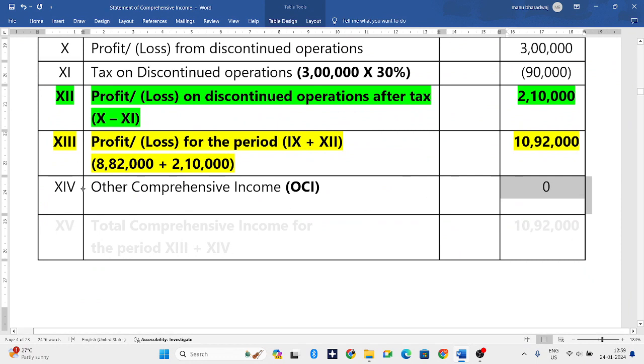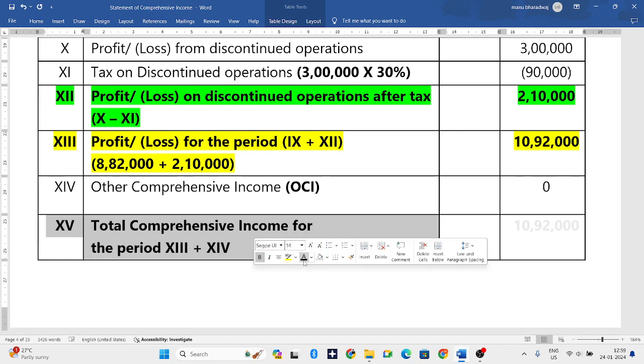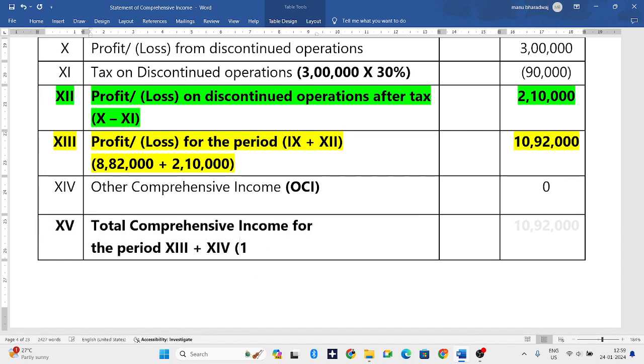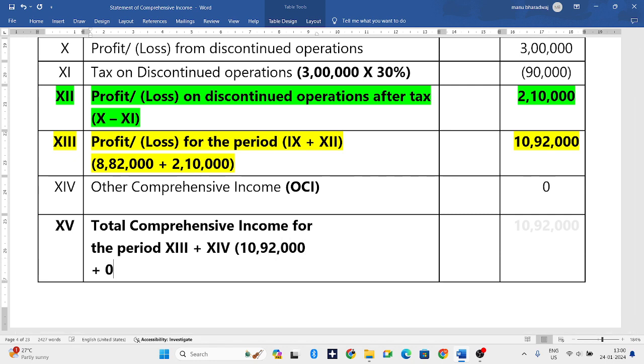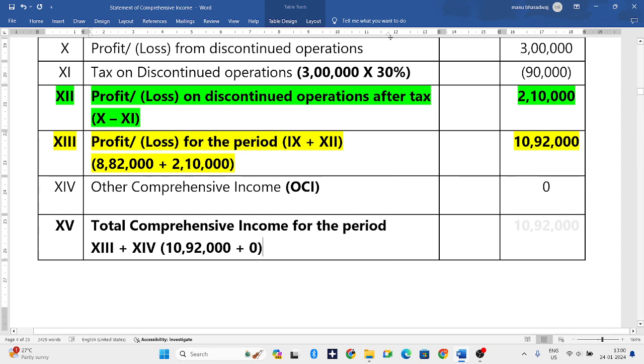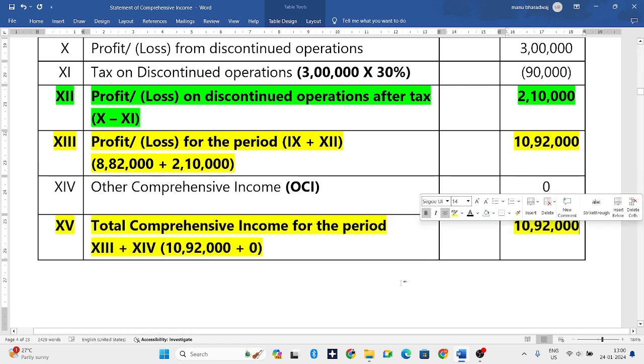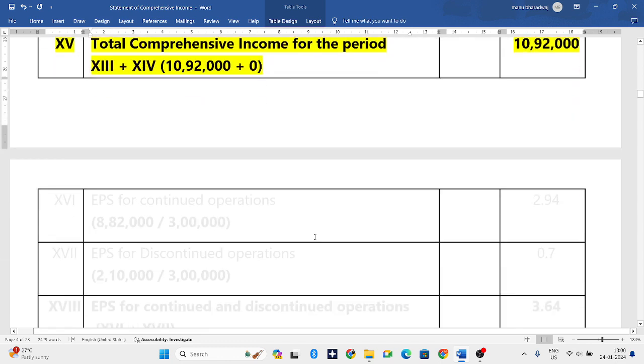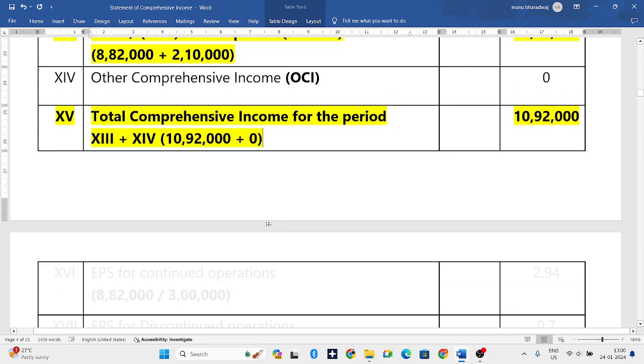Now add other comprehensive income to the total profit. We will get total comprehensive income. So it will be 10,92,000 plus 0, because our other comprehensive income is 0. So if it is 0, write it 0 only. The answer will be 10,92,000. This is our total comprehensive income for the period. This is the second stage of our P&L account completed.